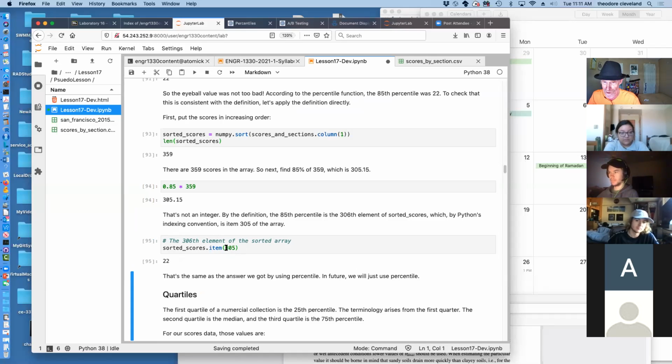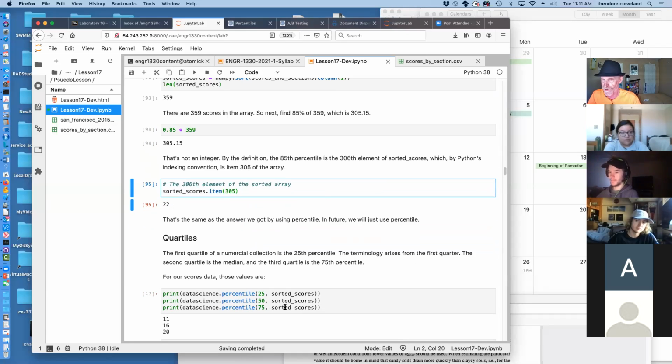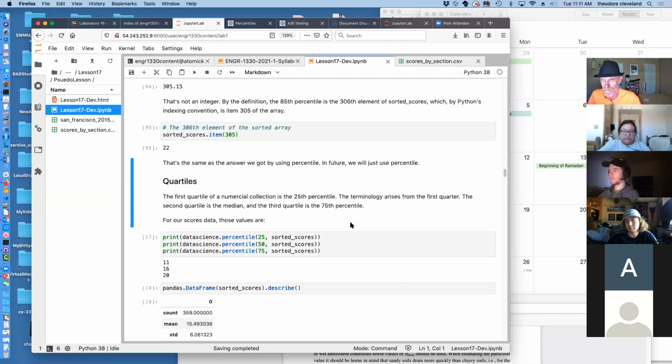And we could get elaborate. We could make the result of this an integer and then sort directly on that, which is what the percentile function does. So in the future, if you have to, just use built-in percentile functions.